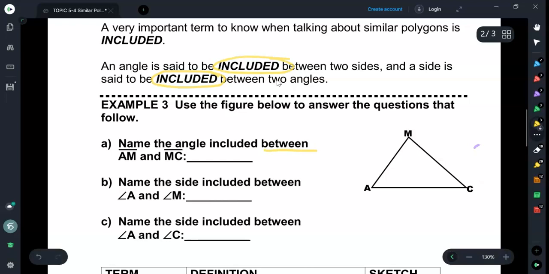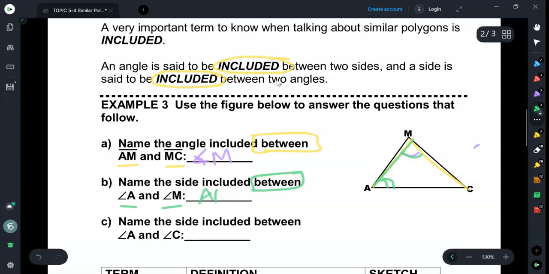So you're going to see this word between. Name the angle that is included between AM and MC. So if I do AM and MC, what angle is included in between them? Well, that is angle M. Okay. Now let's move to the next one. Name the side that is included between angle A and angle M. So now I'm looking at angle A and angle M and wanting to know what side is between them, and that would be side AM.